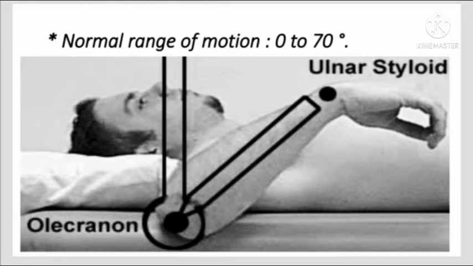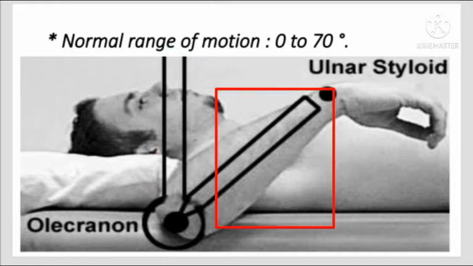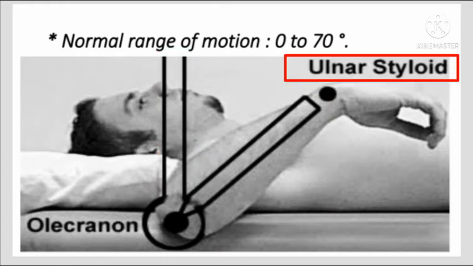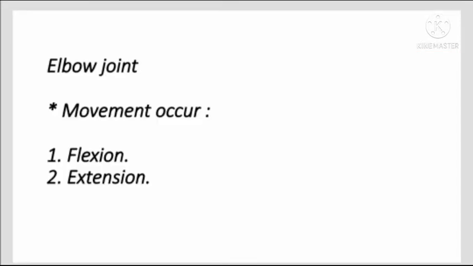Patient position is supine lying with shoulder at 90 degrees of abduction, elbow at 90 degrees of flexion with neutral forearm. Center the fulcrum of the goniometer over the olecranon process. Proximal arm should be perpendicular to the floor. Distal arm should be perpendicular to the ulnar bone, taking reference as the ulnar styloid process. Elbow joint movements are flexion and extension.